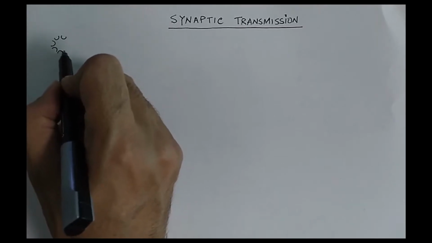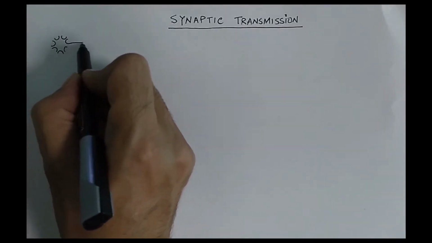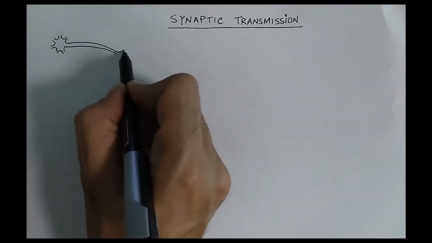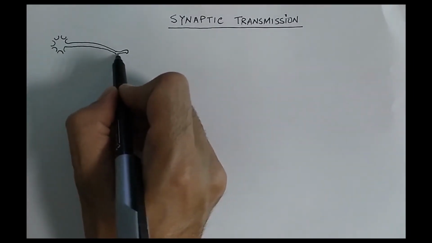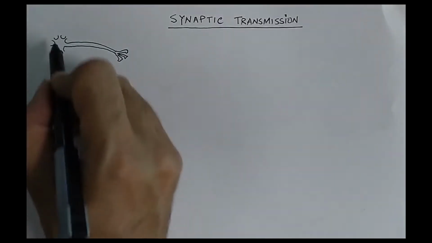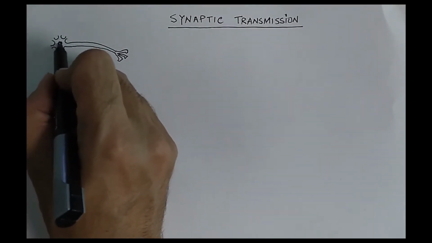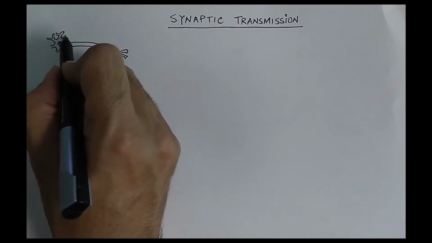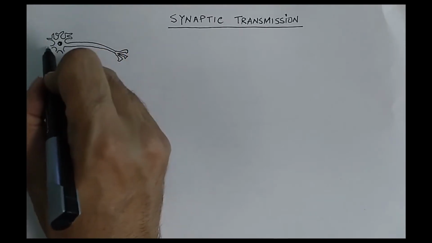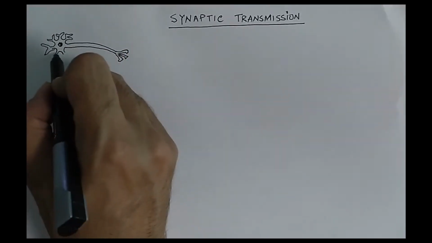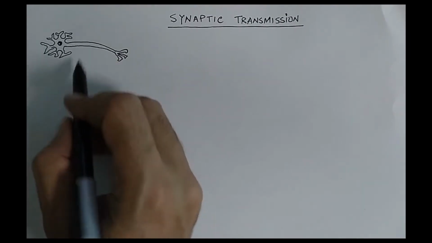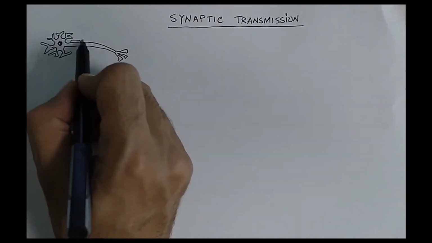So this is a neuron. That's an axon of that neuron. Axonic terminals. And the nucleus. The dendrites, the myelin sheath.